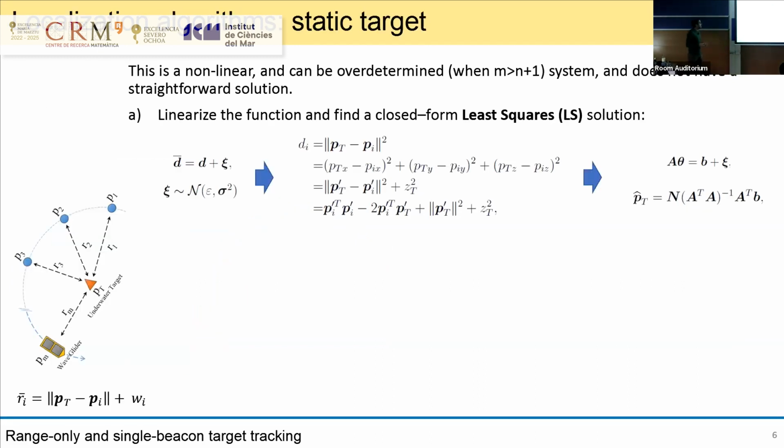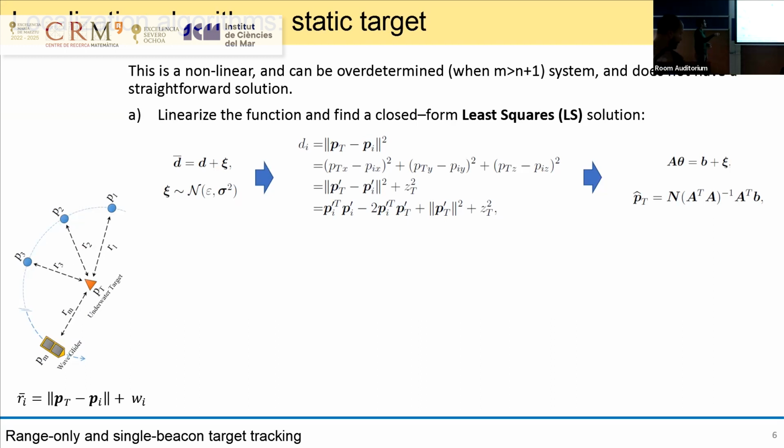So there are different techniques to find the target. We have an equation that links all the measurements we conduct with the position of the target, our own position, and some kind of noise. But this function is nonlinear and can be overdetermined, because we can take a lot of measurements around the target. So we need to linearize the function and find ways to solve this equation in order to localize the target. For instance, we could use a closed form least square solution.